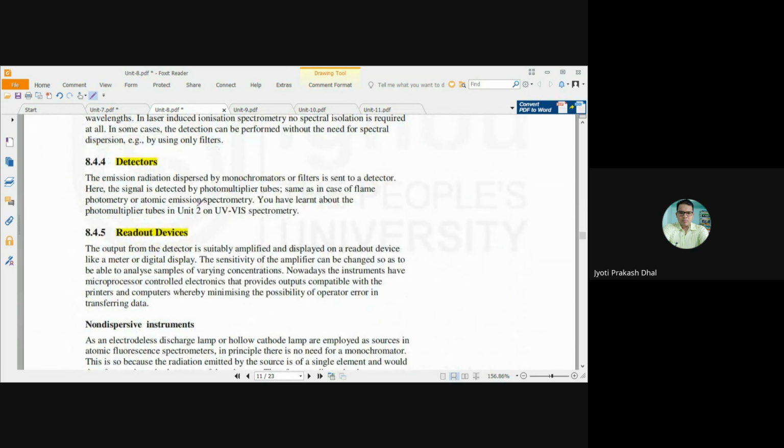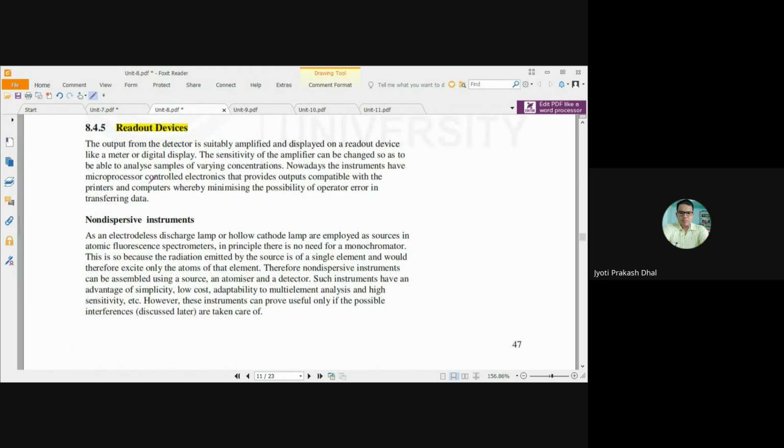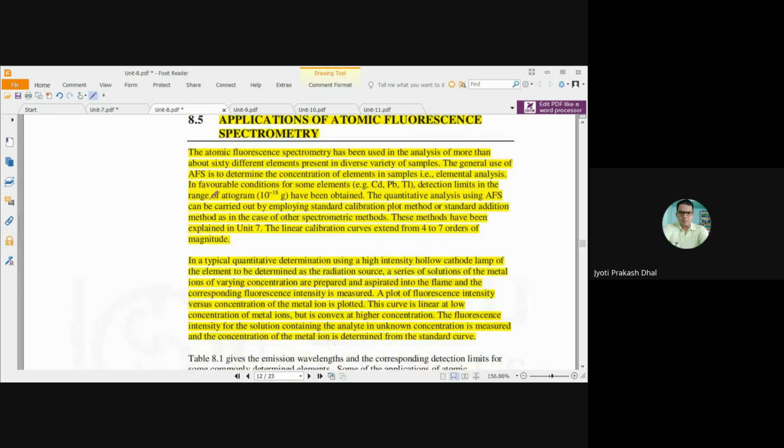Now coming to the detector, the emission radiation dispersed by the monochromator or the filter is sent to the detector. Here, the signal is detected by a PMT, as in the case of flame photometry or atomic emission spectroscopy. After that, the readout device: the output from the detector is suitably amplified and displayed in the readout device, like a meter or a digital display. Now, applications of atomic fluorescence spectrometry.